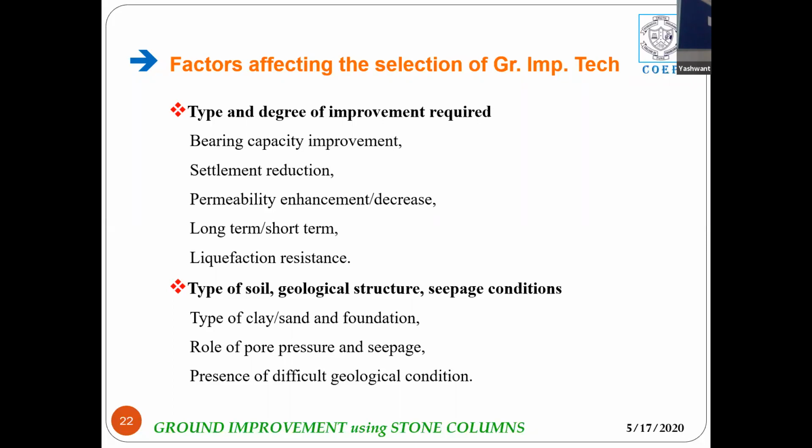So all these parameters again in brief. Type and degree of improvement that will be required is the bearing capacity, the reduction in settlement, obviously. Then the long-term and short-term performance and the resistance to liquefaction for the sites that are located in the seismic prone areas. That is, if we consider India, then Gujarat, then the Himalayan belt, and recently even the southern part of Maharashtra has come into this particular seismic zone. Then the type of soil, the geological structure that is there, and the seepage conditions that are existing within the soil, they are going to play a role. So the pore pressure and the seepage and the presence of any difficult soil conditions.